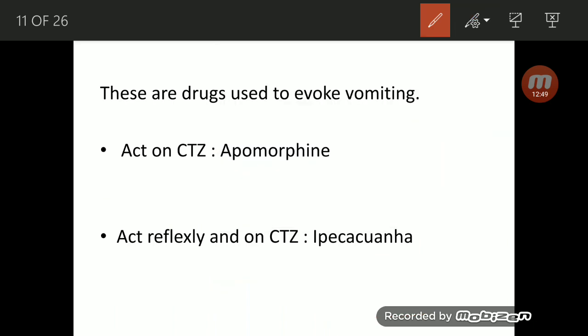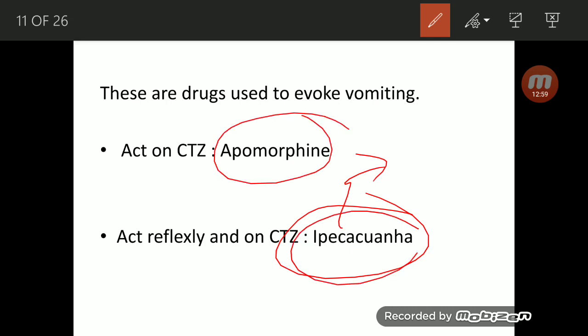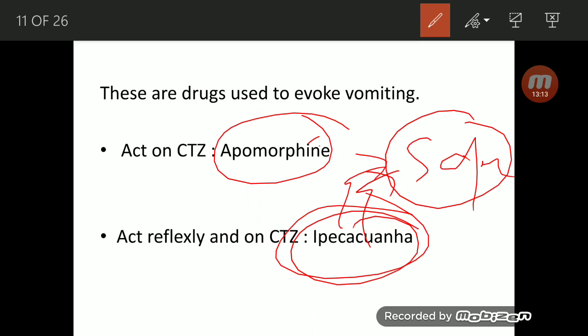Okay, second is ipecacuanha. This drug is less dependable than apomorphine, and the emetic effect produced by ipecacuanha is highly unreliable as well. But in comparison to apomorphine, it is far safer. It is safer than apomorphine.